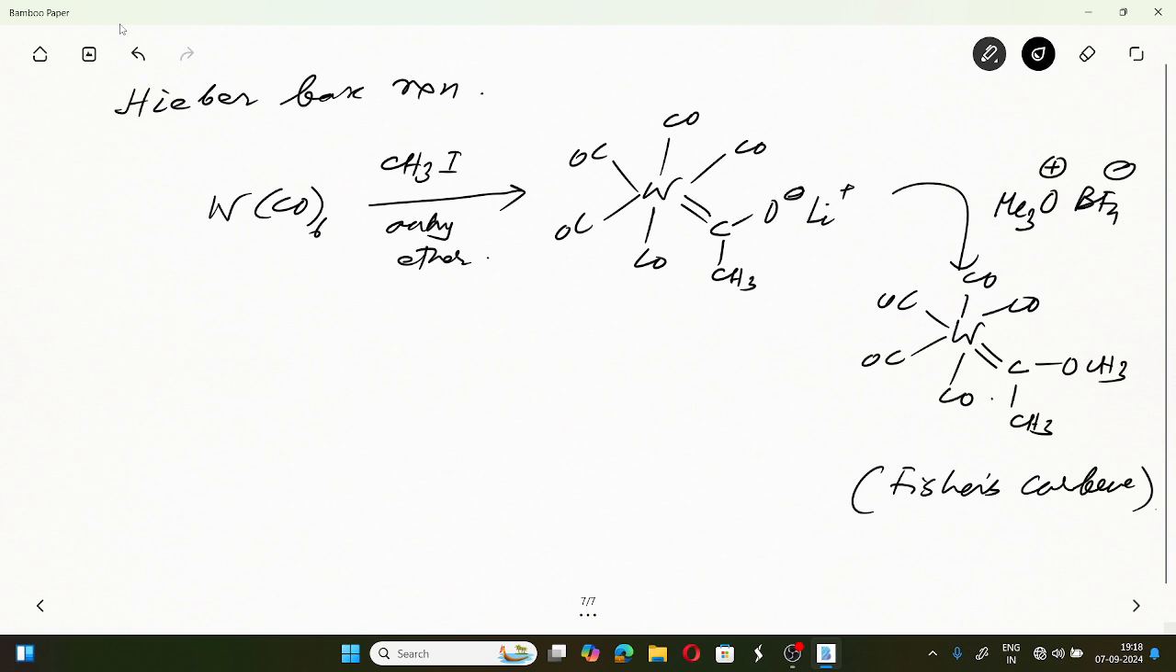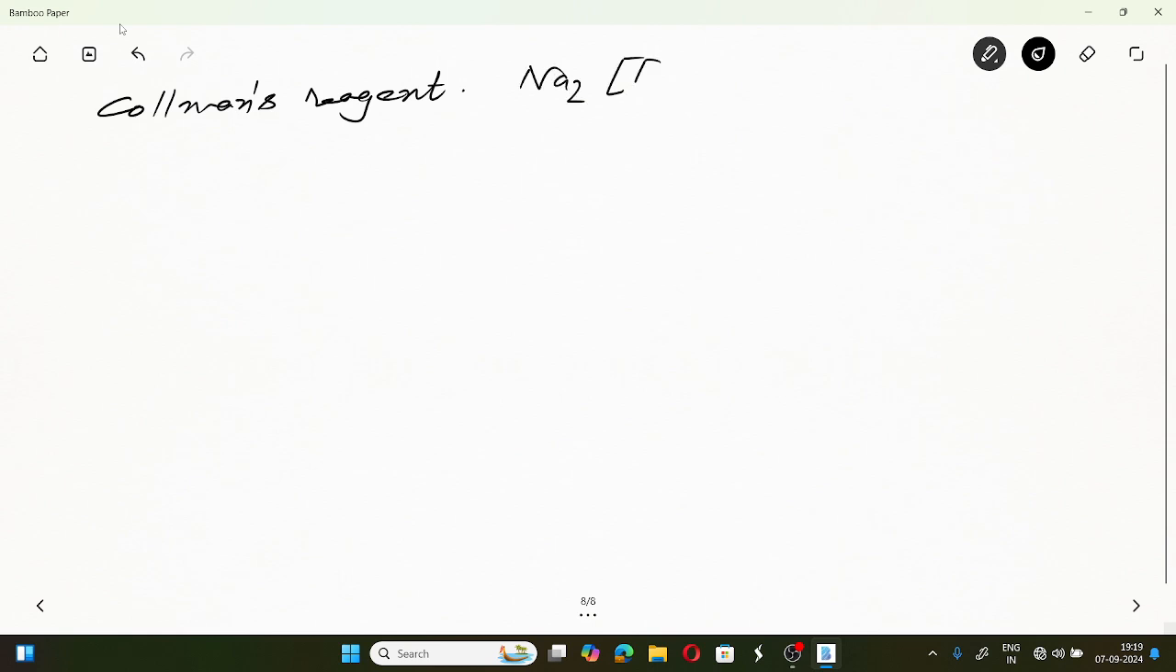So this is what we say is Haber-base reaction. Next, we need to know what is Coleman's reagent. See, Coleman's reagent. Coleman is a very famous scientist. Coleman's reagent হচ্ছে Na2FeCO4. এটাকে বলা হয় Coleman's reagent.